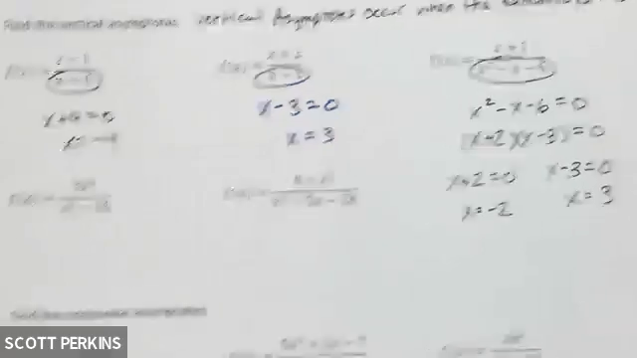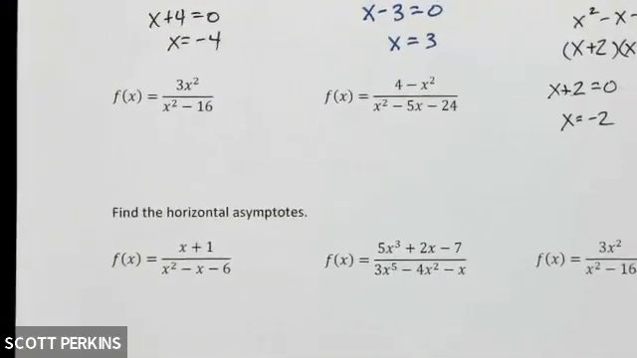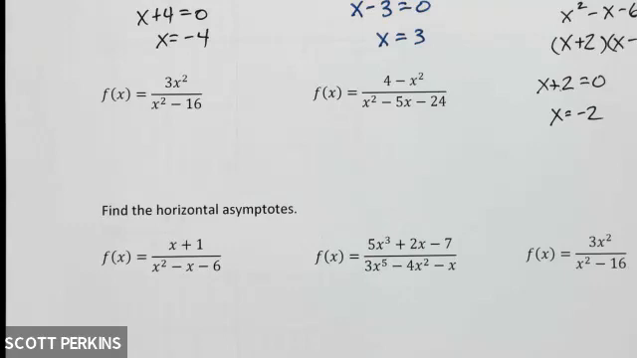All right, you're almost to the weekend. Here's your second to last example right there. So find me the vertical asymptotes to 3x squared over x squared minus 16.